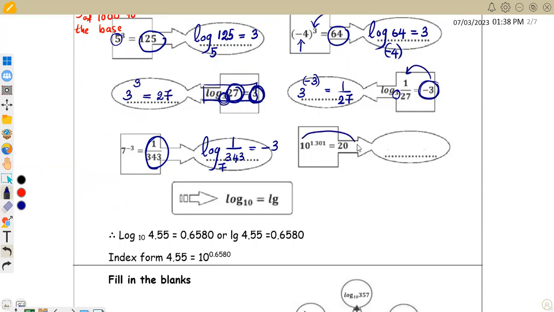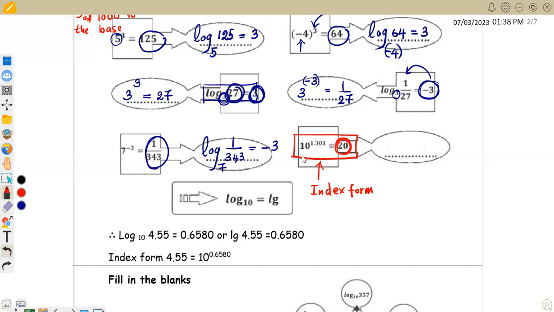Here, this is a very popular question actually, because we can identify this one in most past paper questions. Look at here. This is the index form. Remember, this is the index form. Then actually if we discuss this one, here 20 is the answer. That means when you find the value of 10 to the power of 1.301, the answer is 20.